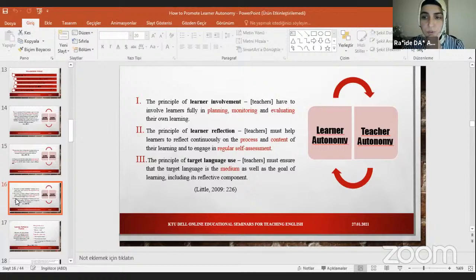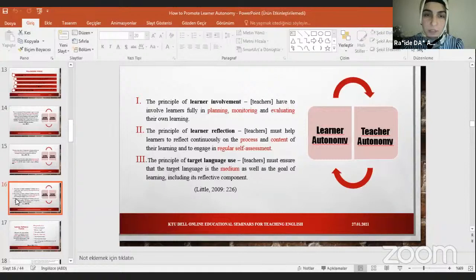In fact, the first principle is about learner involvement, the other is about learner reflection, and the other is the principle of target language use. For the first principle, learner involvement, as a teacher, you should involve your learners fully in planning, monitoring, and evaluating their own learning. And we will see how you can manage this in the following slides.